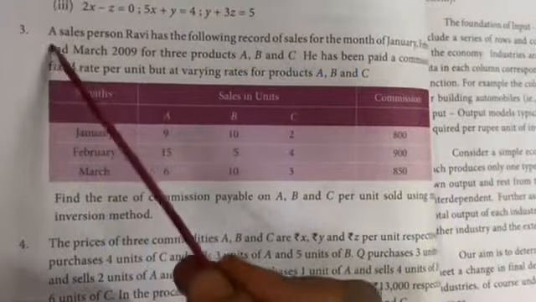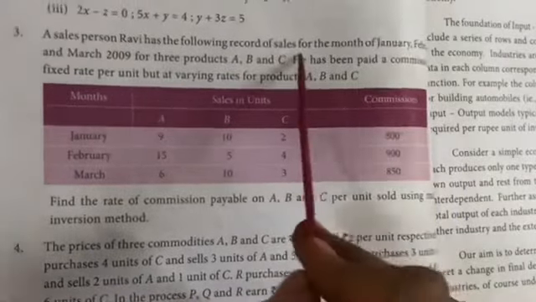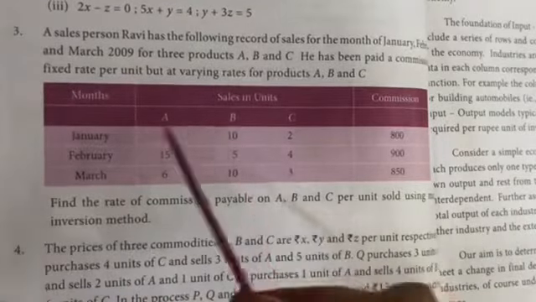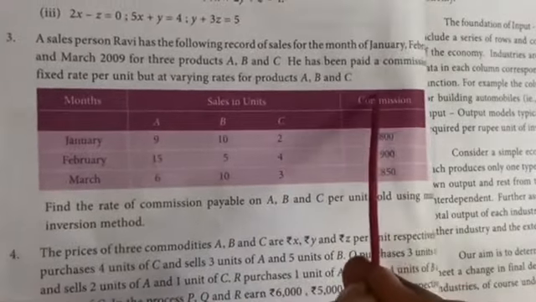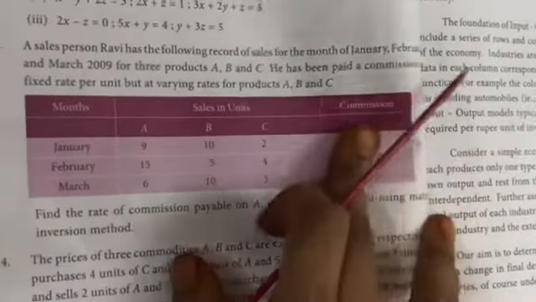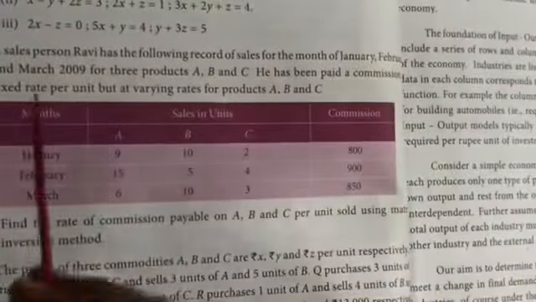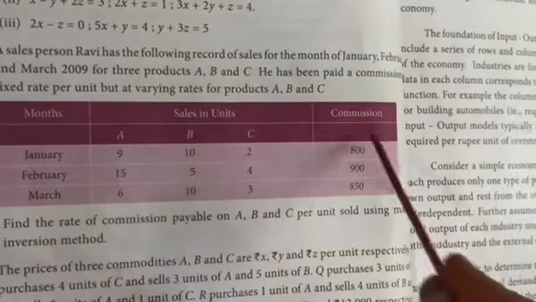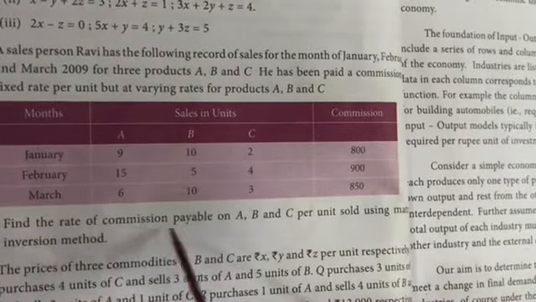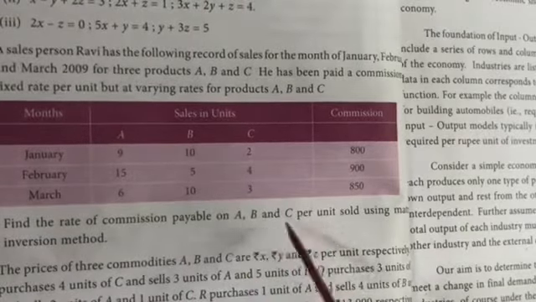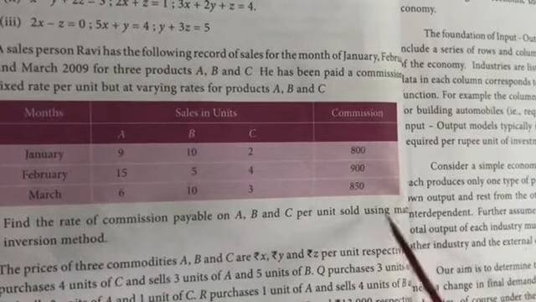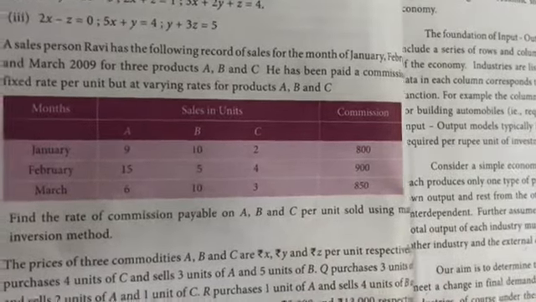Third one: a salesperson Ravi has the following record of sales for the months of January, February and March 2009 for 3 products A, B and C. He has been paid a commission at a fixed rate per unit but at varying rates for the products A, B and C. Find the rate of commission payable on A, B and C per unit sold using the matrix inversion method.